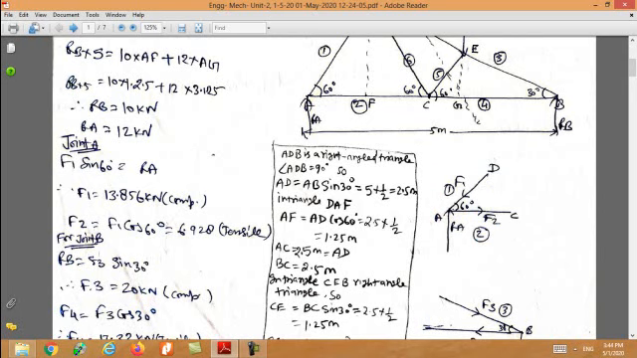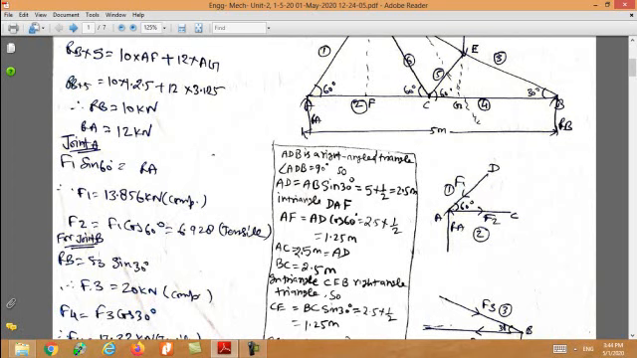In the same way, for equilibrium of forces in the horizontal direction, F2 is equal to F1 cos 60. Again it is positive, which means this direction is correct. So at joint A, F2 is tensile and F1 is compressive.